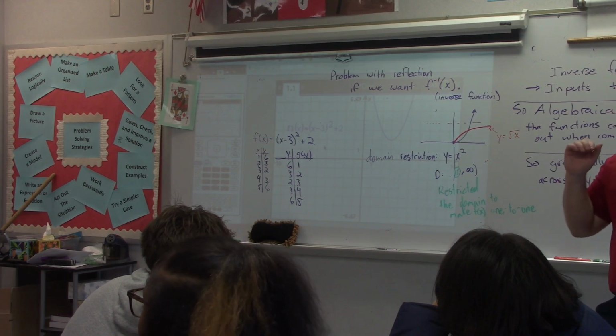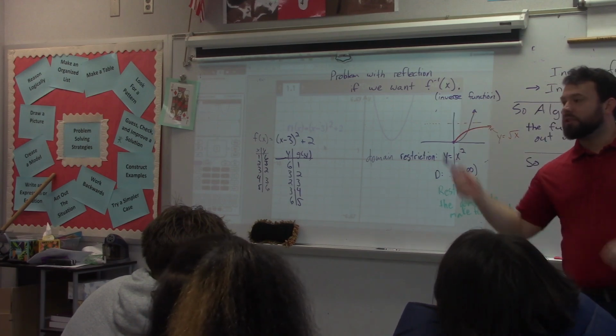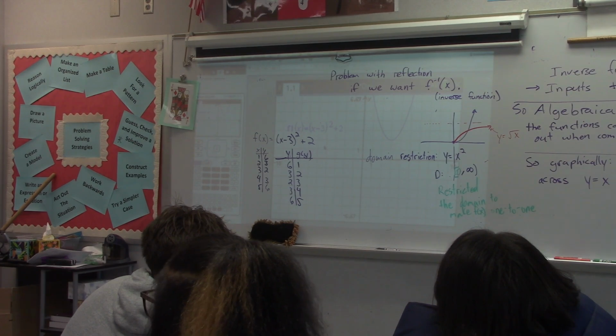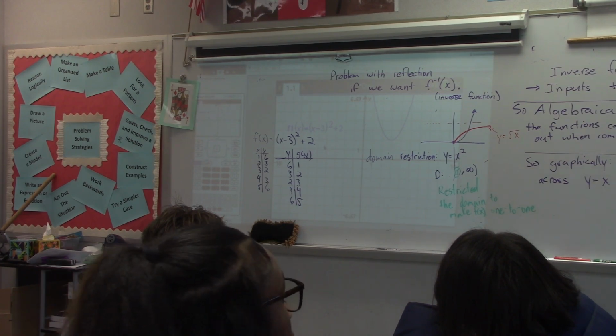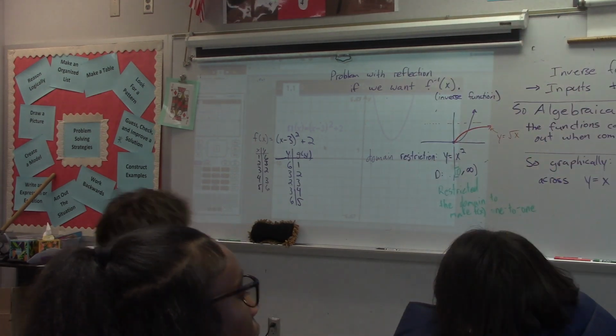And what do we need the restricted function to be? Y'all talk about it in a second. I need my restricted function to be 1-to-1. If you have a prediction, you want to come scratch out part of the graph, go for it, write your answer up here. But I want to give you 90 seconds again, talk in your groups to think about what your domain restriction would be.